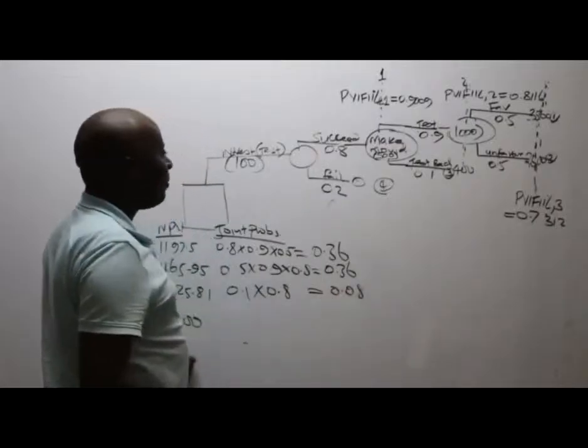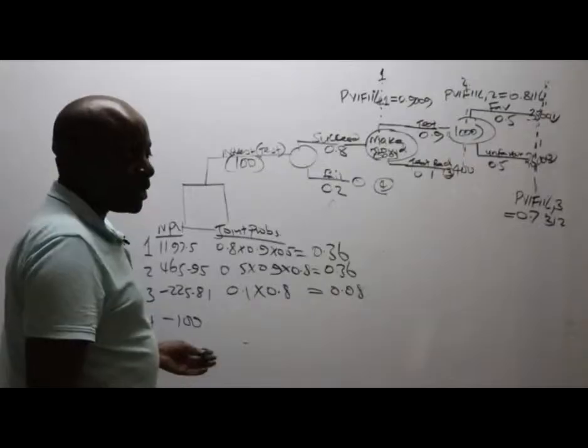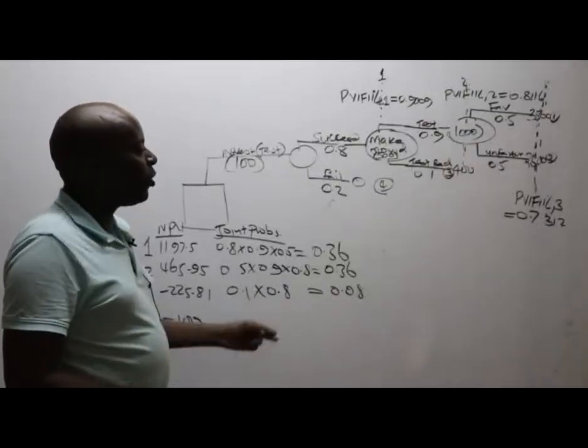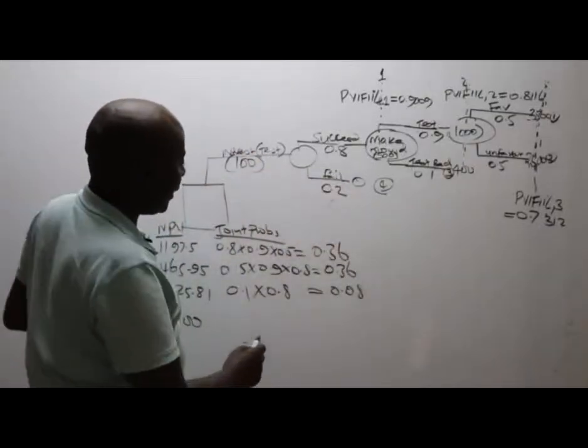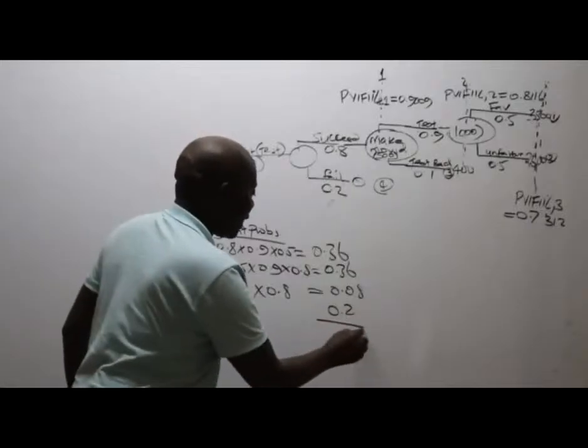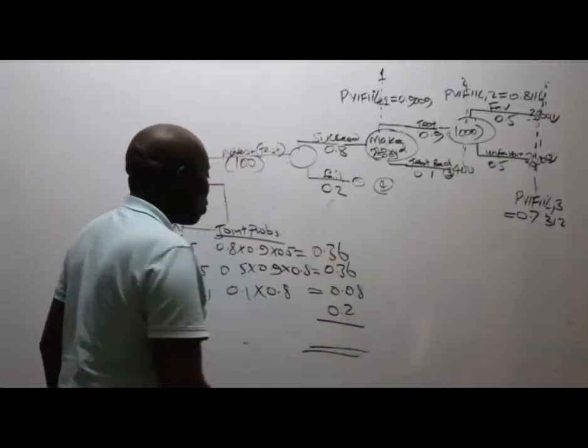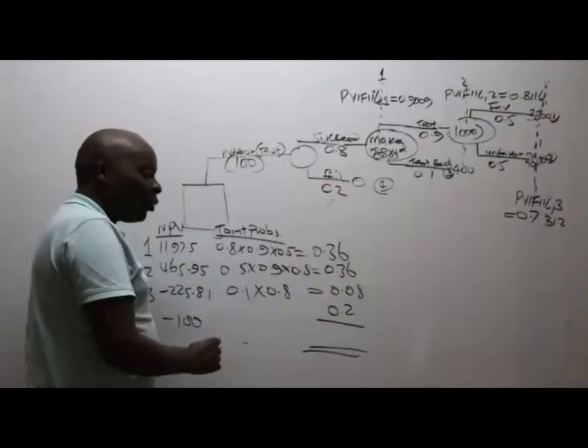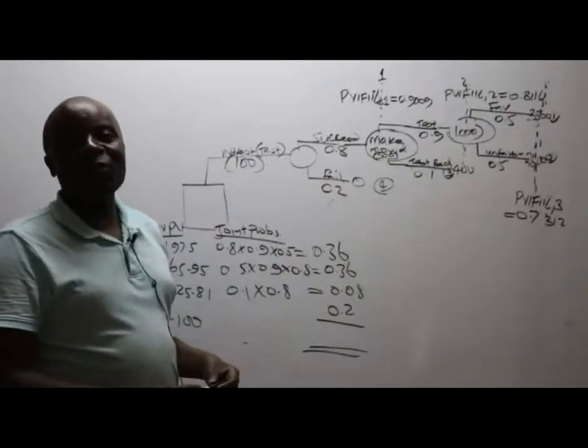How about branch number 4? Branch number 4, ladies and gentlemen, I can see only one probability, which is 0.2. And that being the last probability, when I add my total probabilities, the concept of mutual exhaustiveness has to apply.